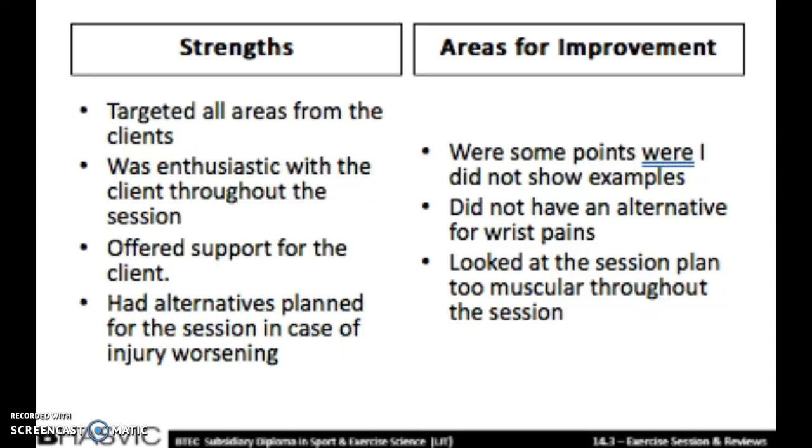For my strengths, I again thought the session went well and I completed all. I felt that I completed all targeted areas for the client. I felt that I was enthusiastic and charismatic throughout the session. I offered the client support and I had an alternative plan for the session.